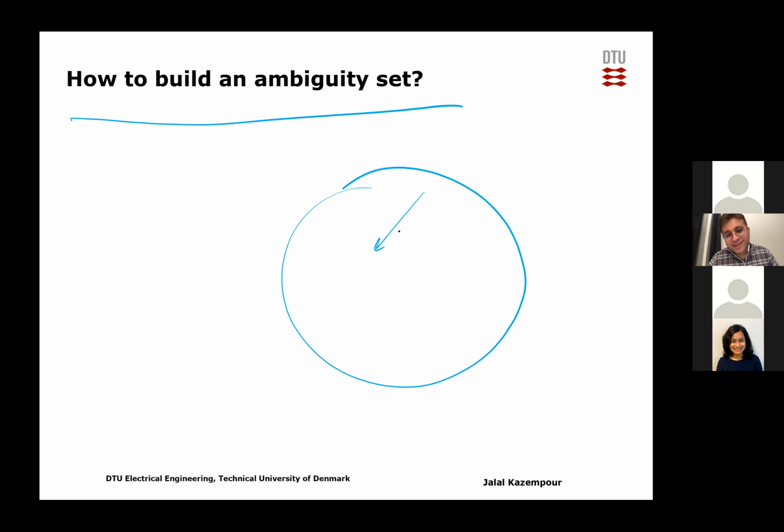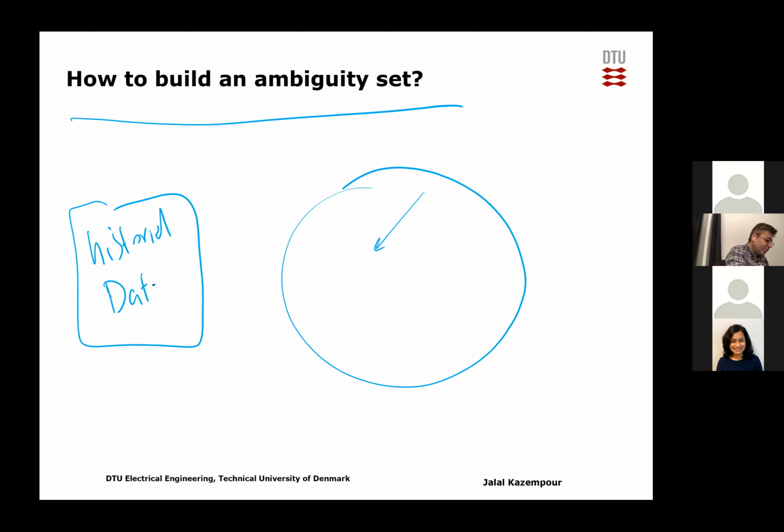Amin said moment-based and distance-based. So Amin, would you like to unmute and say a few words? How are we building the ambiguity sets? We have historical data. Thank you. Now we would like to build the ambiguity set. How to do that? It's fine. I mean, no worries.